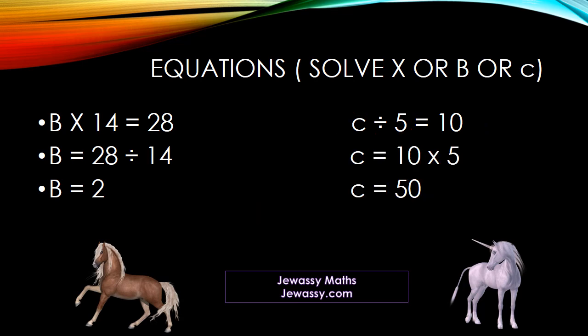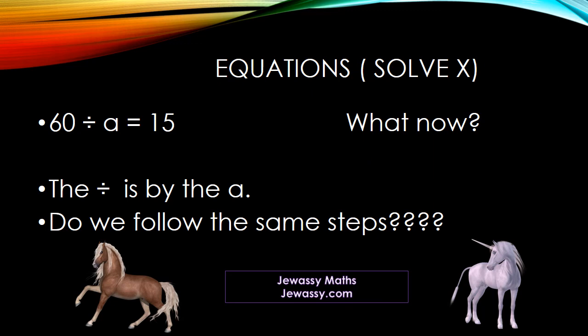Beautiful. We get a different algebraic expression, and we have 60 divided by a is equal to 15. So we see that this division sign now falls by the a, the unknown expression. What do we do in a case like this? How do we solve this? Do we follow the same steps? Yes. Remember, in our video, we showed that if a horse goes under the rainbow, it changes into a unicorn. But the reverse is also true: if the unicorn were to come under the rainbow, it would change into a horse.